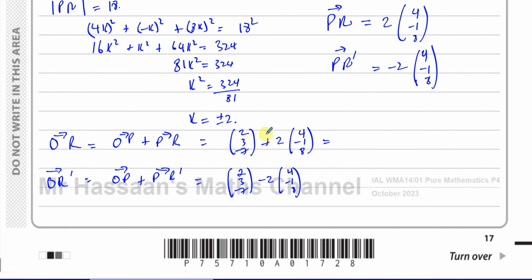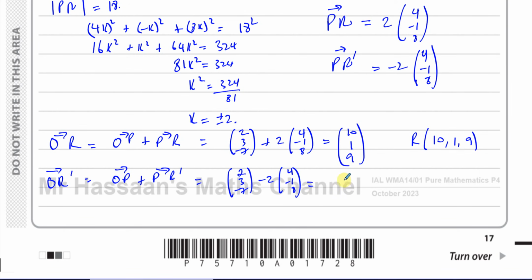So this is going to give you 2 plus 8, sorry, which is 10. 3 minus 2, which is 1. Minus 7 plus 16, so that's 16 minus 7, which is 9. Okay, so that's going to be the position vector or the coordinates of R, or R dash. It doesn't matter, they both could be called either, but the position vector of R is (10, 1, 9). That's one possible position or coordinate of the point R.